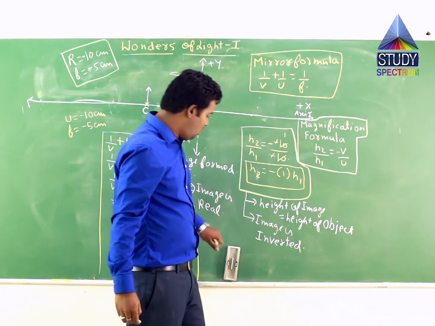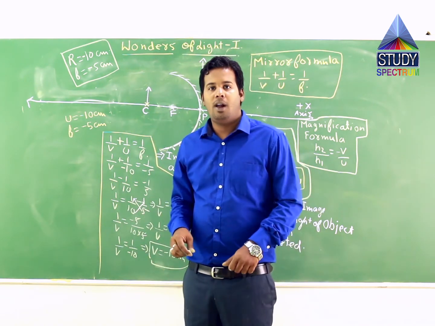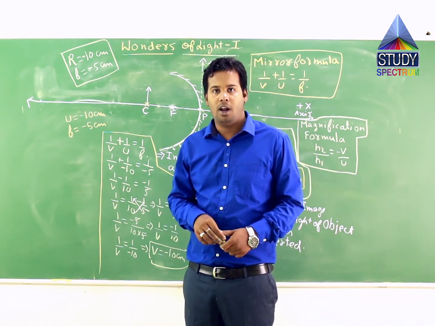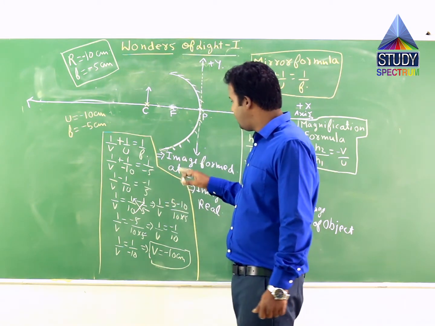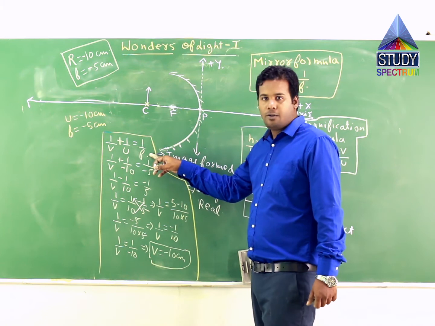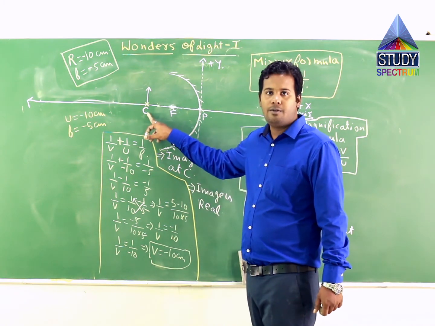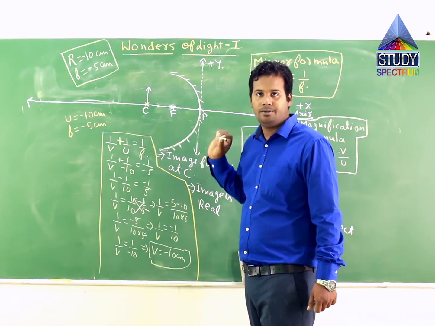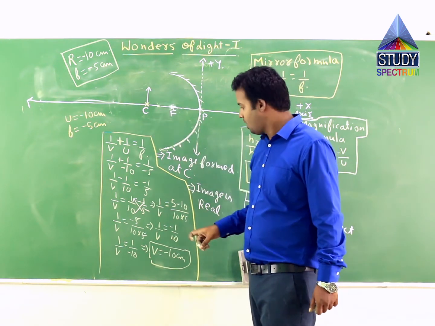Correct? So you would appreciate, by using the same two formulas, mirror formula and magnification formula, I have got 4 results, 2 from each formula. The first 2 results are from mirror formula. Image formed at C. I have found the position, the point where image will be formed in this particular case. Image formed at C itself when the object is placed at C itself.